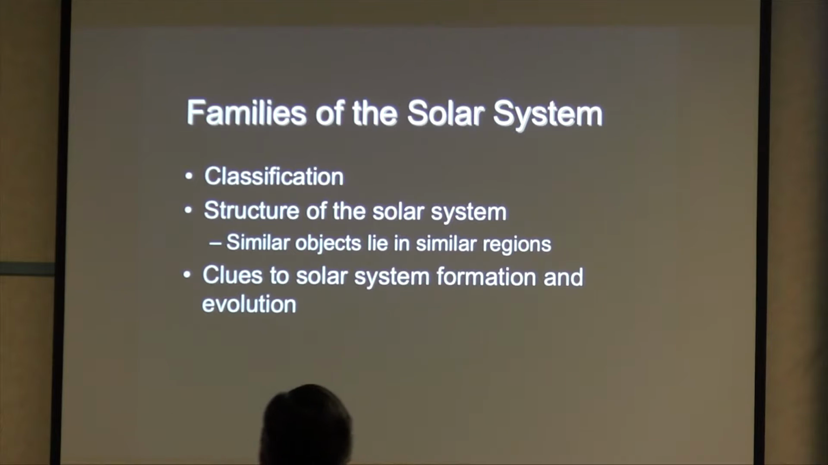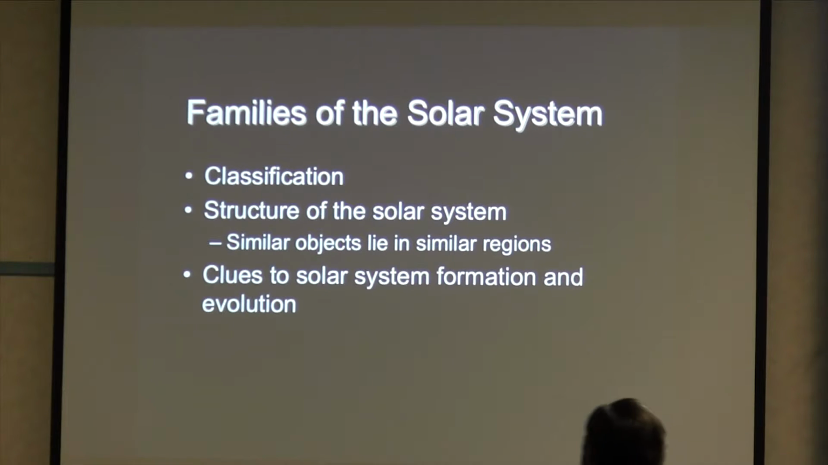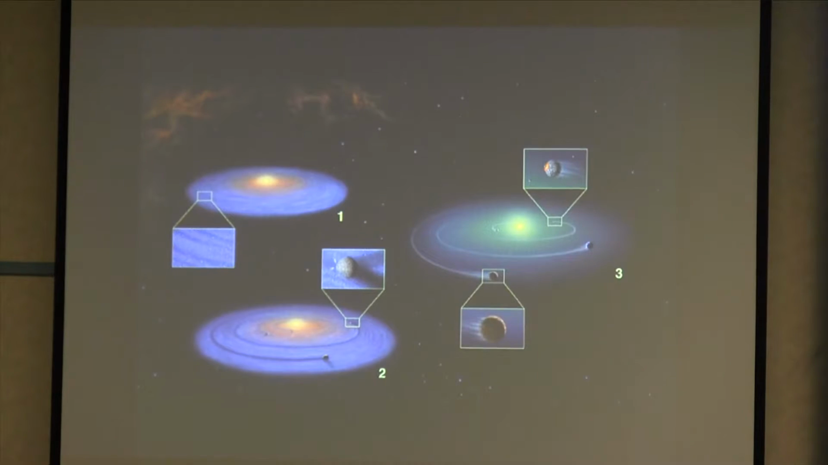So the organizational structure gives you the classification, the structure, and the clues to its formation and evolution, in as much as the rocks are in and the ice balls are out. That gives you a volatility gradient in chemistry. That's the way it has to go.